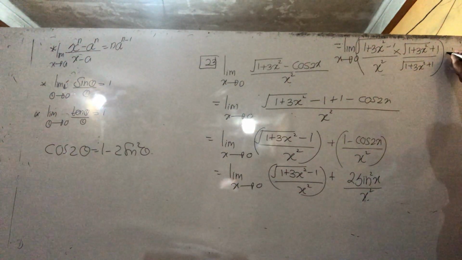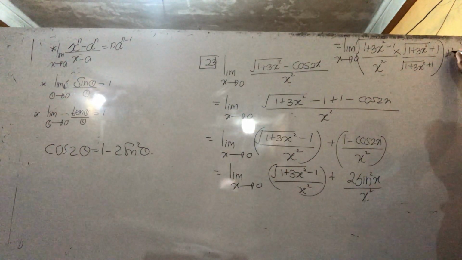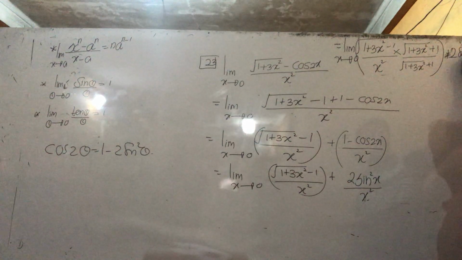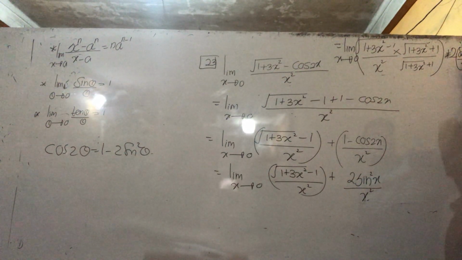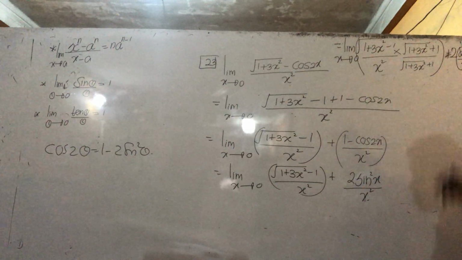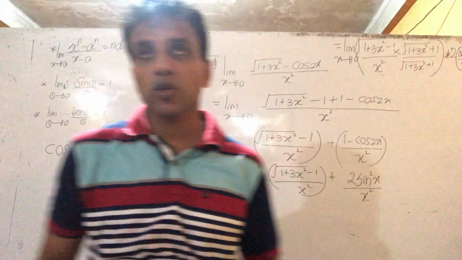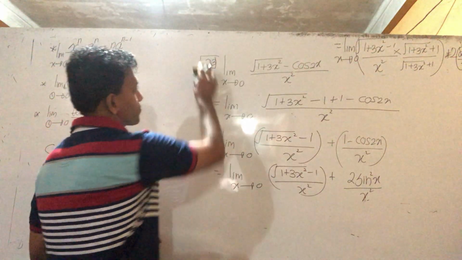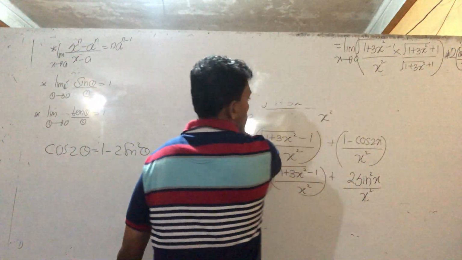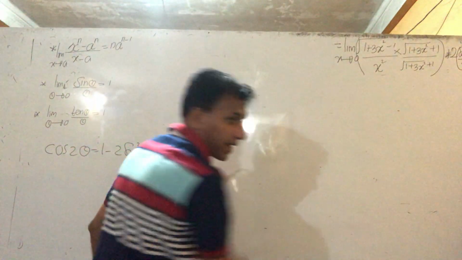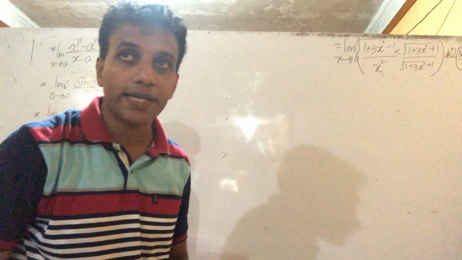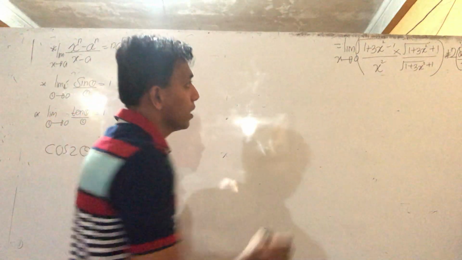And the other one is plus 2 times sin x over x, all squared. Wherever I use this conjugate form, it becomes a factorization pattern, a minus b times a plus b.